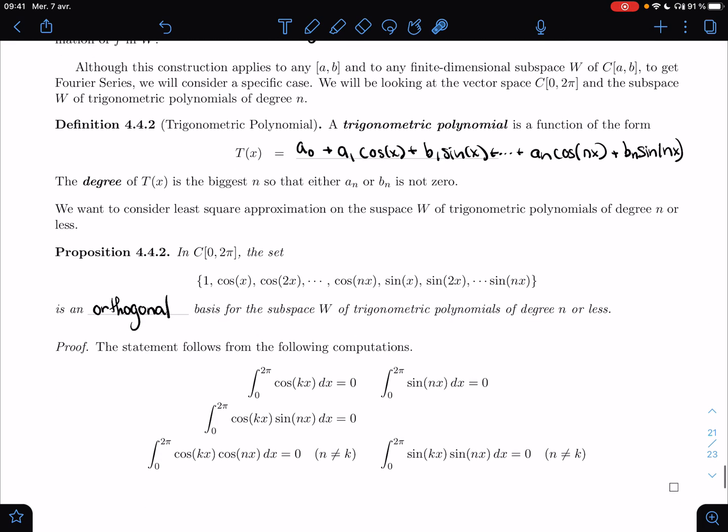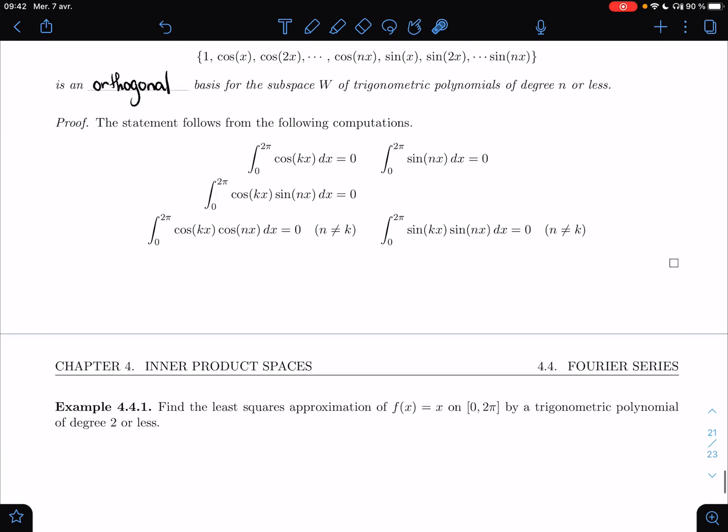I'm not going to prove this statement. It just follows from computing the following things. The integral of cos kx is 0, and the integral of sin nx is 0 if you do it from 0 to 2π. If you take mixed products of cos kx and cos nx, you get 0. Sin kx and sin nx, you get 0. So any combination of two different functions here, if you multiply them together and integrate from 0 to 2π, you get 0. That's what orthogonal means in this context. So we have our orthogonal basis. We don't have to create one using Gram-Schmidt.